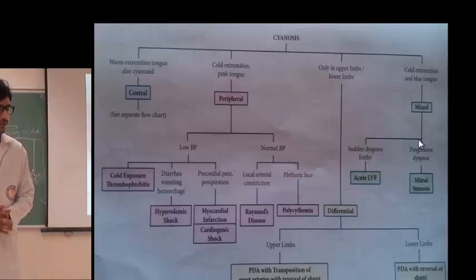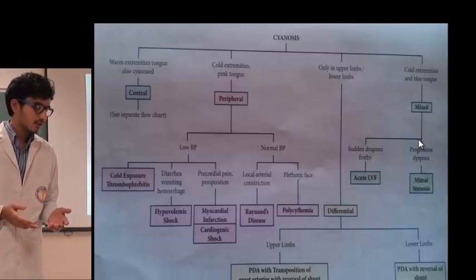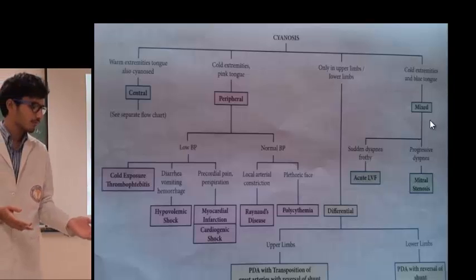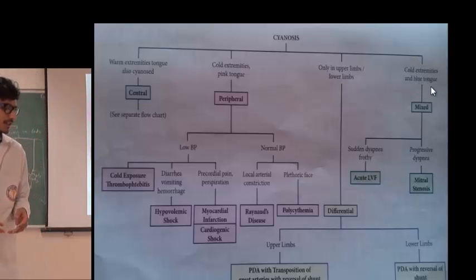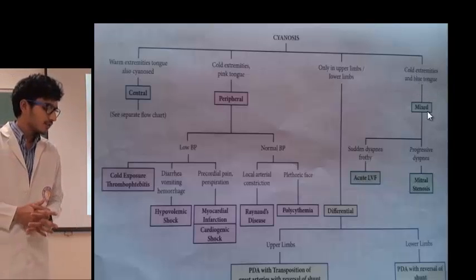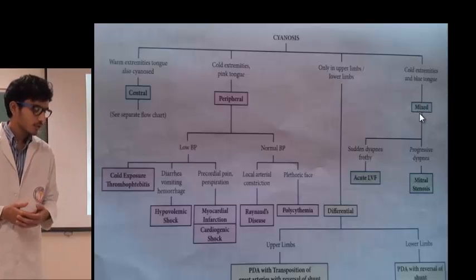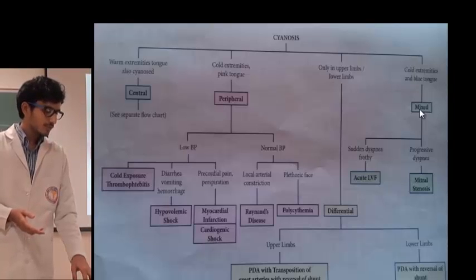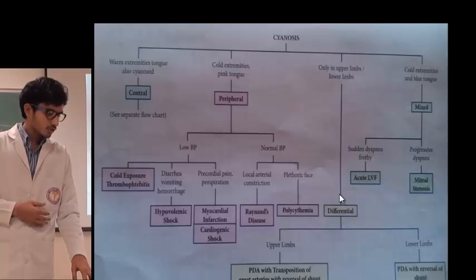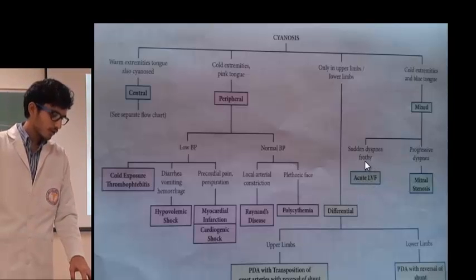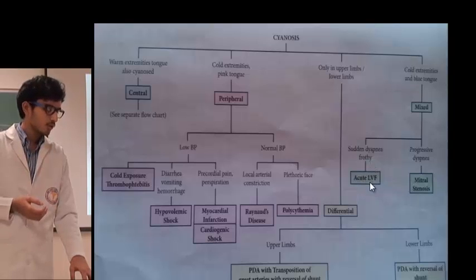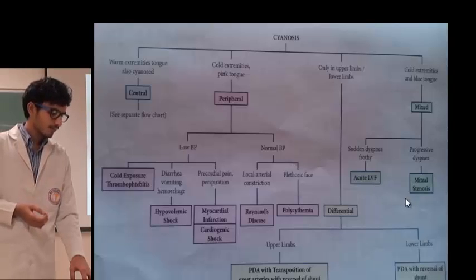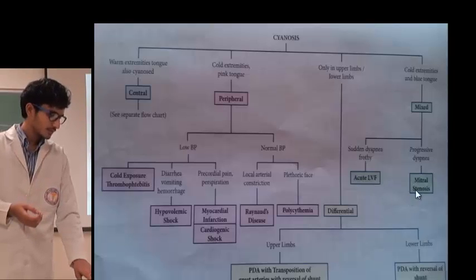Similarly, if we find cold extremities and a blue tongue, cold extremities are a feature of peripheral cyanosis and a blue tongue, that is cyanosis of the tongue, is a feature of central cyanosis. So we can call it mixed cyanosis. In mixed cyanosis, the patient can also present with sudden dyspnea, normally seen in cases of acute left ventricular failure, with cold extremities and blue tongue. If the patient presents with progressive dyspnea, it can mainly be due to mitral stenosis.